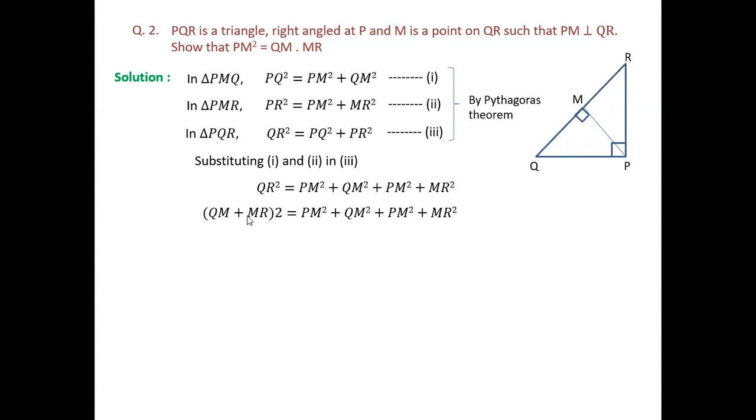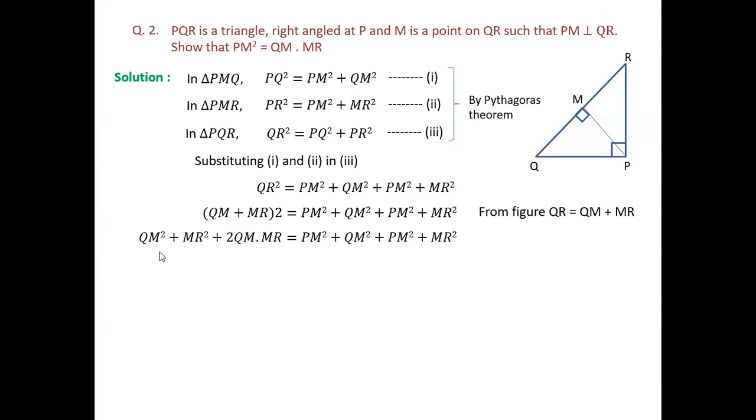Here we use A plus B whole square identity. So how did you get QM? So if you see this figure, it is QR is QM plus MR. So that's what I've substituted here. Now we are going to use a identity A plus B whole square. A square plus B square plus 2AB plus this PM square plus QM square plus PM square plus MR square.